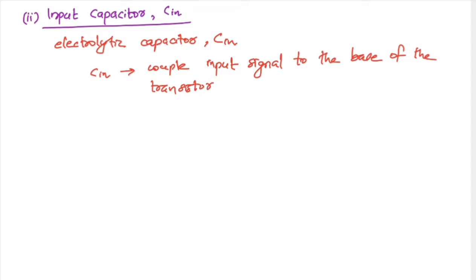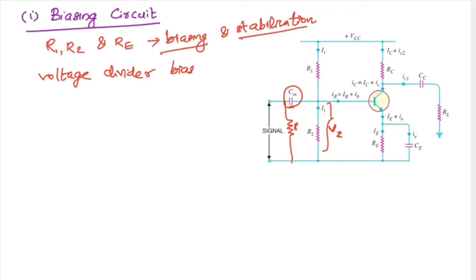So far we have discussed two circuit elements. First one, the biasing circuit. For biasing and stabilization, we are using the voltage divider bias method. And second one is the input capacitor, where we are using this to avoid the signal source resistance impact on the biasing. That means if you are not using this capacitor, the signal source resistance will come in parallel with the base resistor, and it will affect the voltage across R2, which will affect the biasing of the circuit.